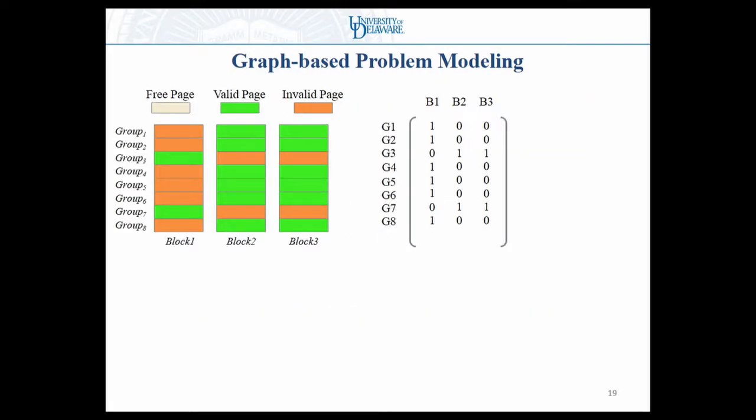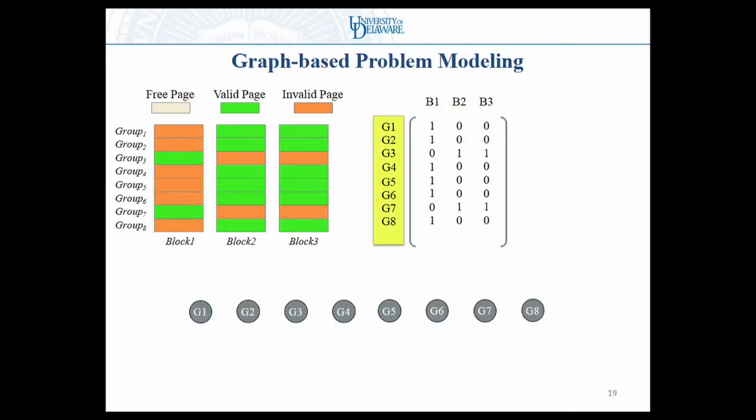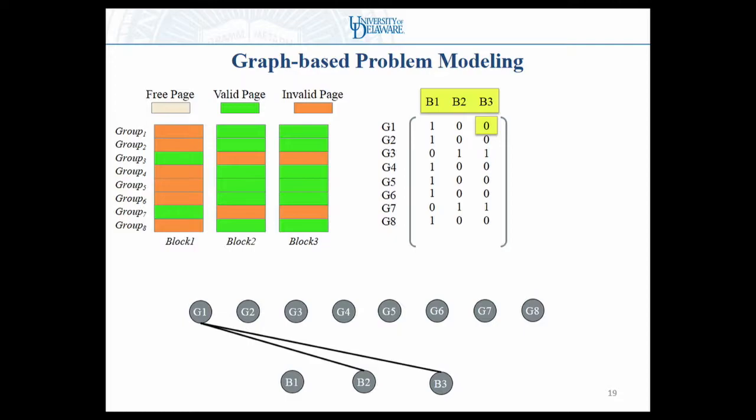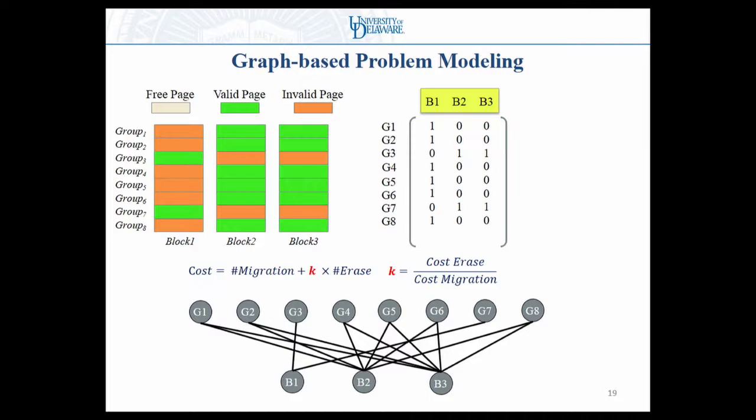So here, back to our matrix. What we did is, let's have one vertex per each group in one set and one vertex per each block in the other set, and then we connect the nodes together. If we have a valid page, we connect its group to its block, and do the same thing for everything. And you remember we have this k factor in our equation. To implement this k factor, we are going to add k extra groups to both our matrix and our graph.